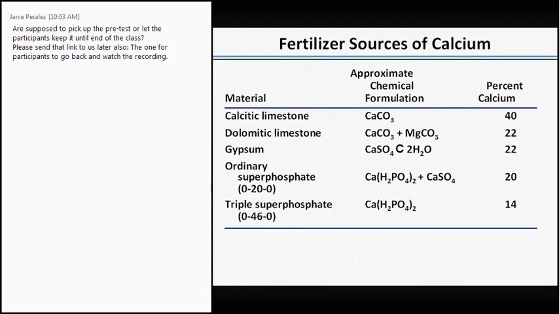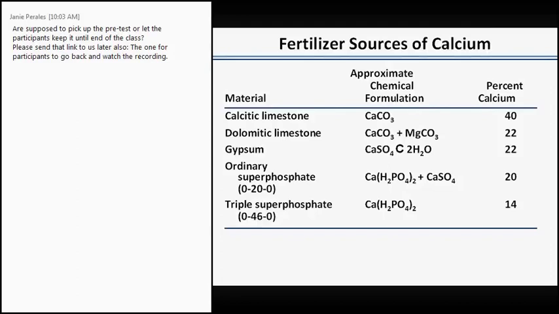Some different sources of calcium. Again, the dominant ones that you're going to see for calcium, there's two. One is going to be calcitic limestone, and we usually use that to raise the pH. Another one is dolomitic limestone. The dolomitic limestone is much less soluble than the calcitic limestone. So if you need the magnesium, we will recommend the dolomitic limestone. If you don't need the magnesium, we'll usually recommend calcitic limestone because it is much more soluble.